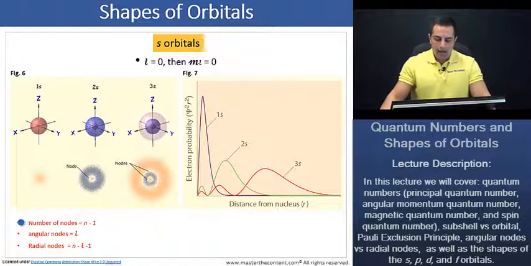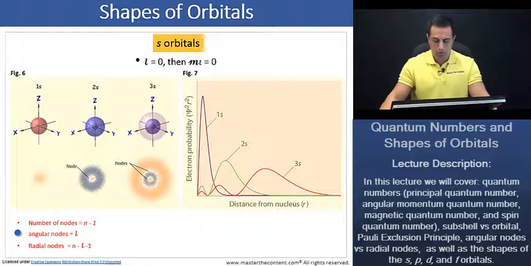Now, if we want to find the number of nodes in an orbital, we can do so through the following equation, where the principal quantum number n minus 1 will give us the number of nodes. For example, in a 1s orbital, the principal quantum number is going to be 1. Thus, 1 minus 1 is 0. Thus, there's no nodes in a 1s orbital, or we can say that there's actually no nodes in the first energy level.